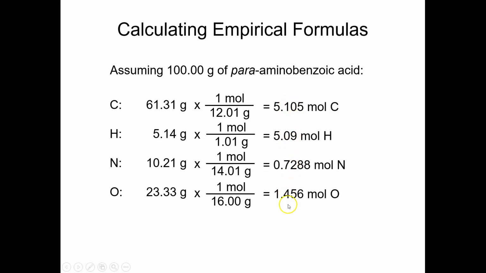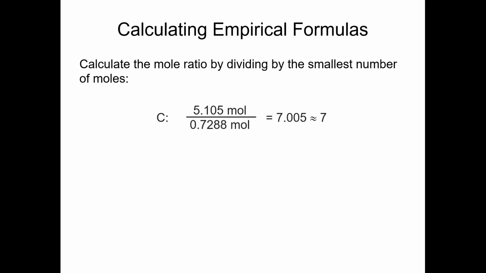You can also just look by inspection and see that this looks to be half of this, and so these are probably going to be in a 2-to-1 ratio. The simplest thing to do once you're at this point is just to divide everything by the smallest number. And the smallest number here is 0.7288. And so let's see what happens when we take all four of these numbers and divide them by 0.7288. Let's see if that gives us a whole number ratio.